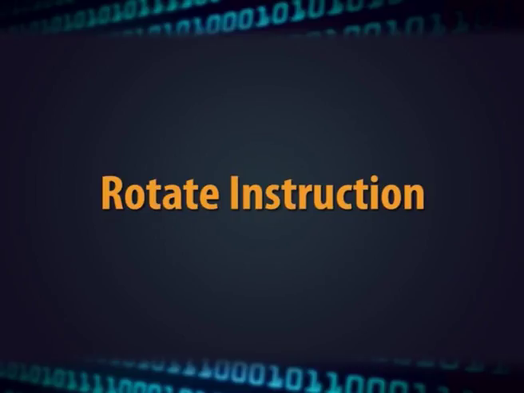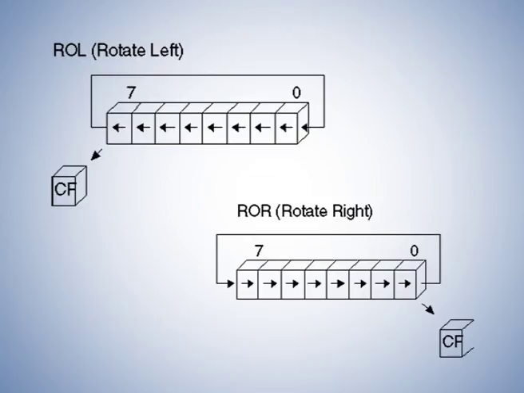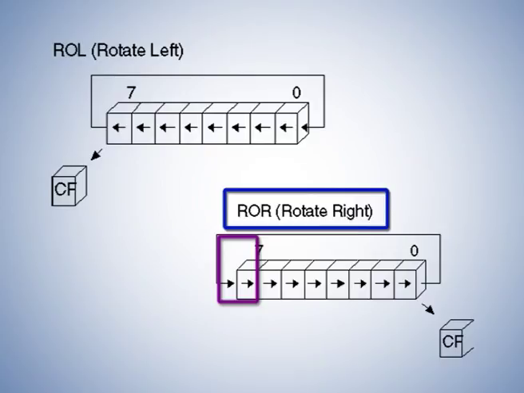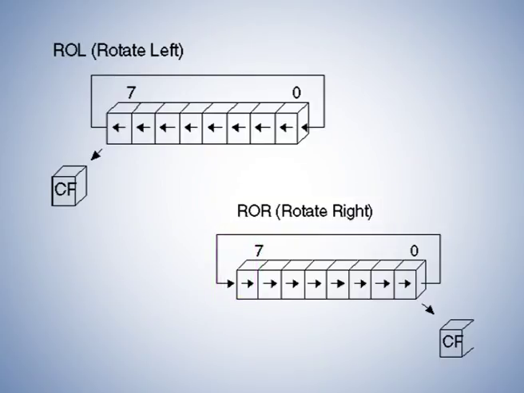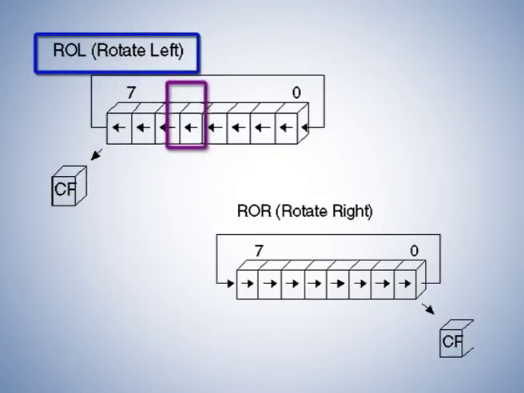Another set of instructions is the rotate instructions. The rotate instructions are similar to shift instructions. In the rotate right operation, the contents of the least significant bit are reloaded into the most significant bit. Similarly, in the rotate left operation, the most significant bit is copied to the least significant bit.